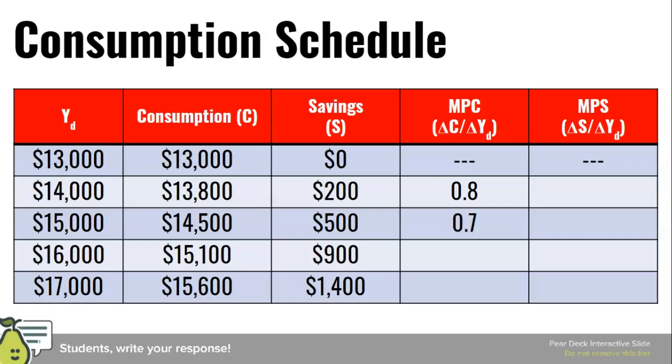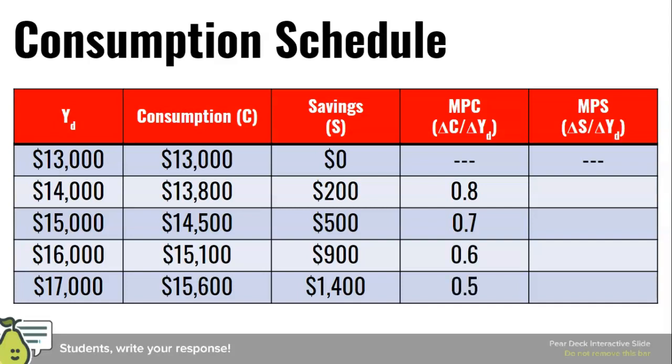If I go from $14,000 to $15,000 in income, I see that my consumption rose from $13,800 to $14,500. I increased consumption by $700 when my income increased by $1,000. So that means my MPC would, in this case, be 0.7. And if I went from $15,000 in income to $16,000, then consumption increased by $600 for every $1,000 I earned. So MPC is 0.6 and then 0.5.